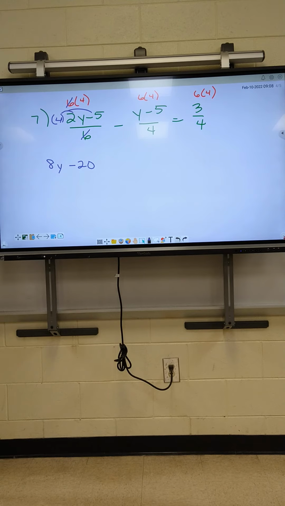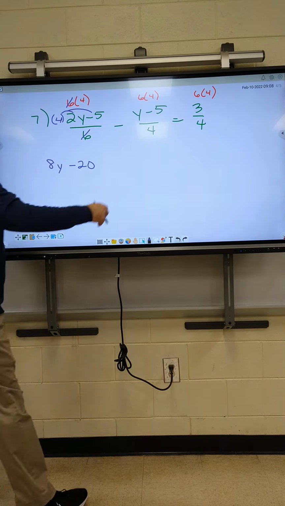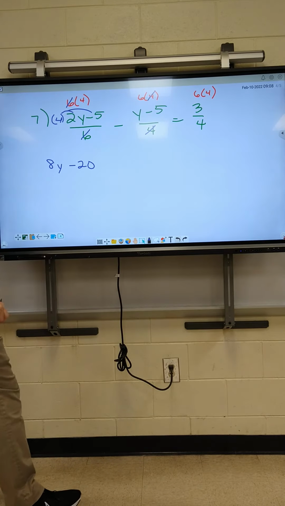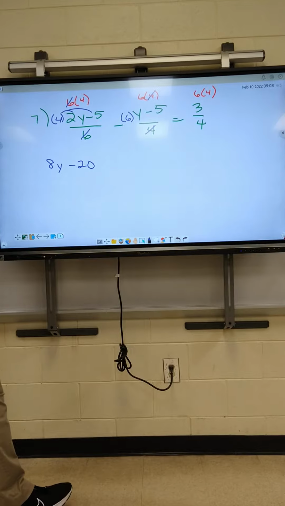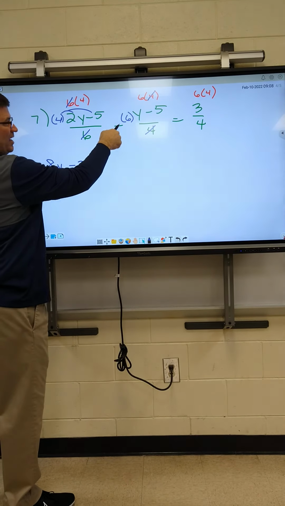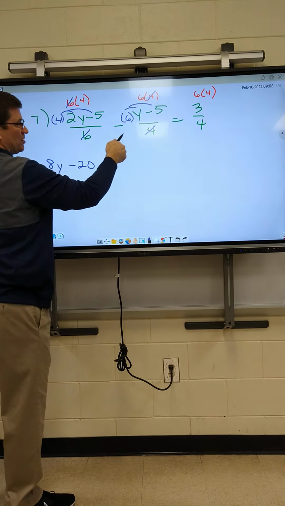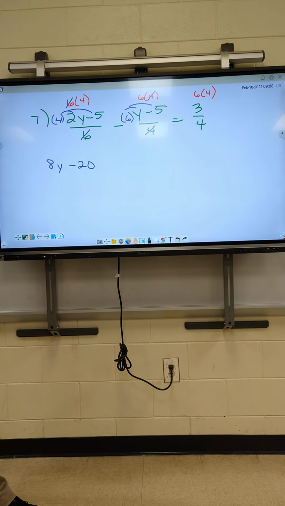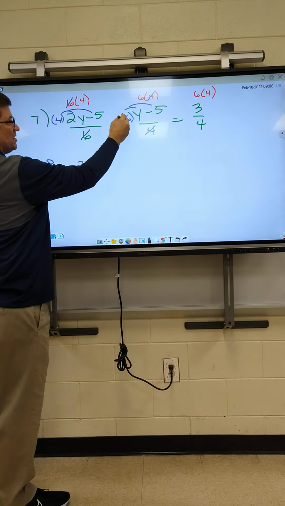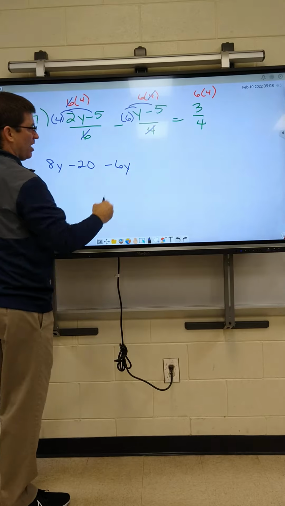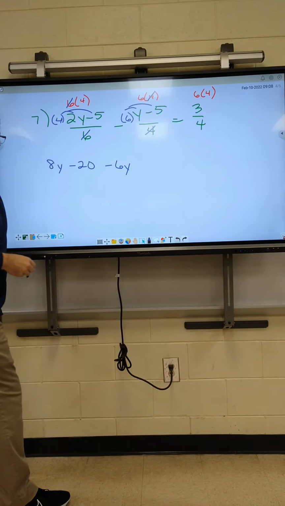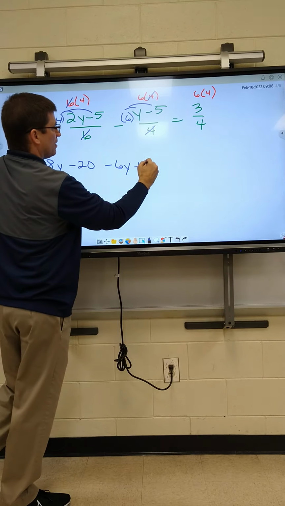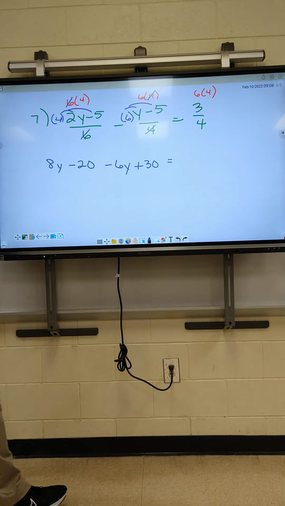Okay, what cancels out on the second fraction? 4's cancel, right? We got 6 left over, bring it here. Now, one thing you gotta notice on this one, it's a negative 6 that you have to distribute because you had a minus sign in front. So negative 6 times y is negative 6y. What's negative 6 times negative 5? Positive 30. All right, you finished with that one.